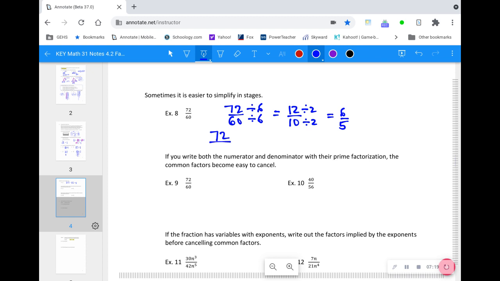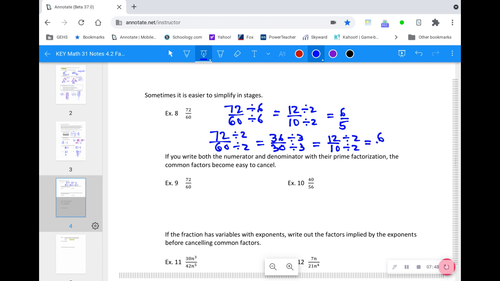Let's say you notice this is divisible by 2. That would take you to 36 over 30. And then you look at that and go, oh, I can divide both of those numbers by 3. So we'll divide them by 3 here. And that takes you down to 12 over 10. And then dividing by 2 will finish the job here.